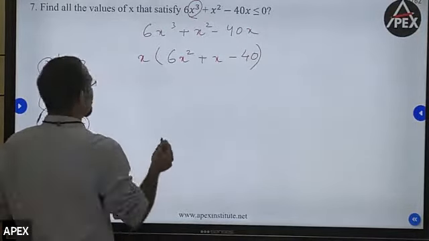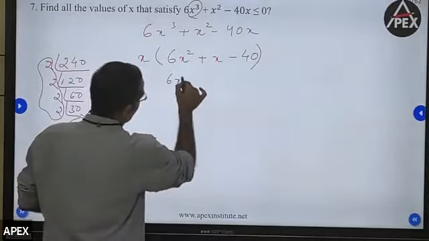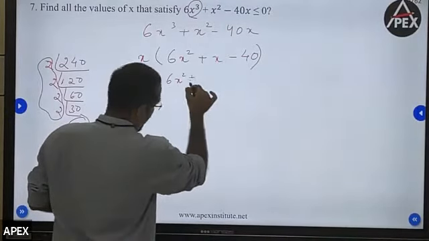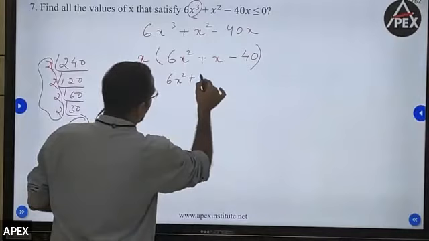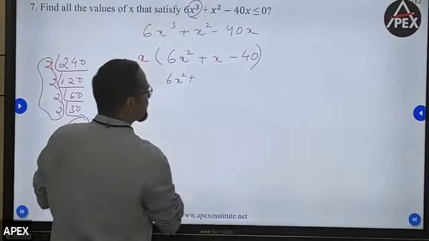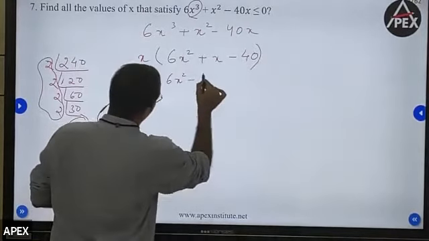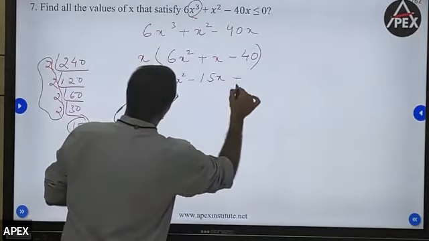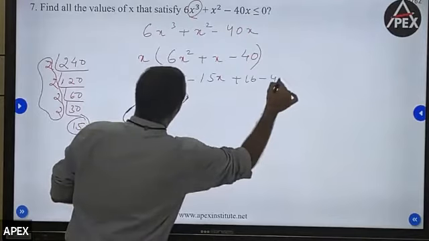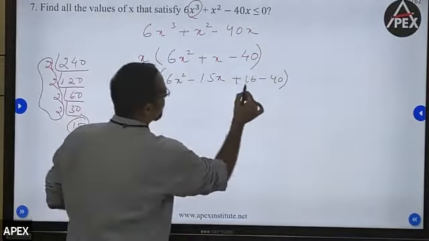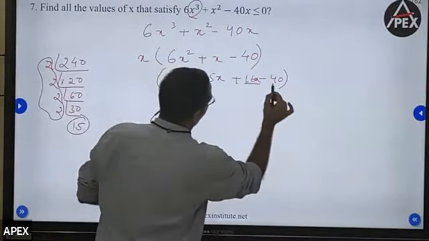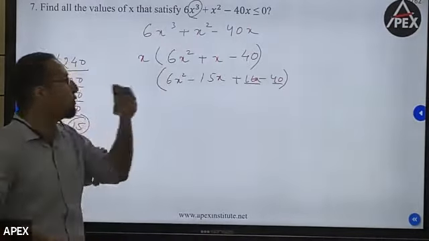So 15 and 16, right? So let's write this as 6x square plus 16x, minus 15x, minus 40. Why did I do this? Because 16 and 40 will become multiples of 4, or 8 also. So let me split it as 6x square minus 15x plus 16x minus 40.